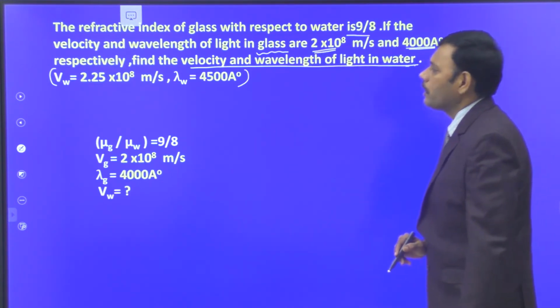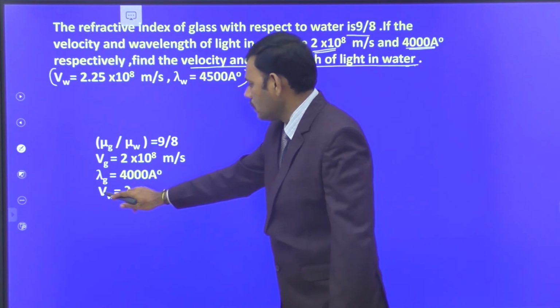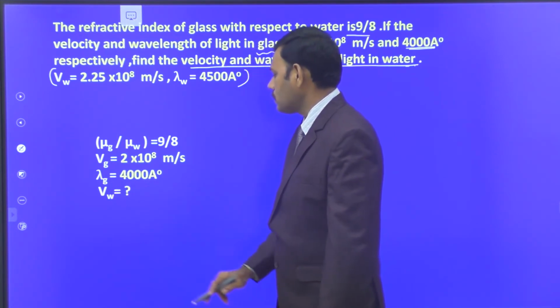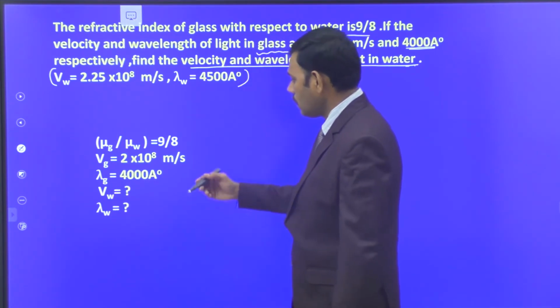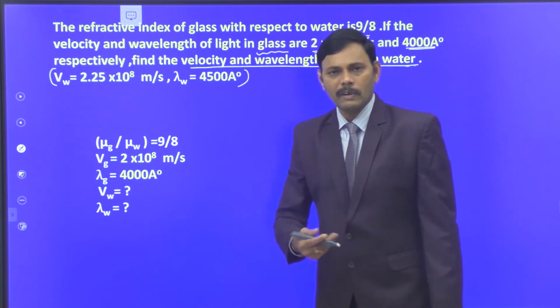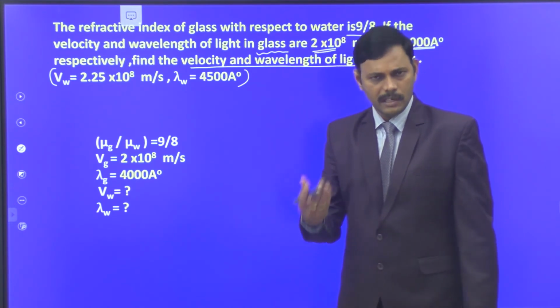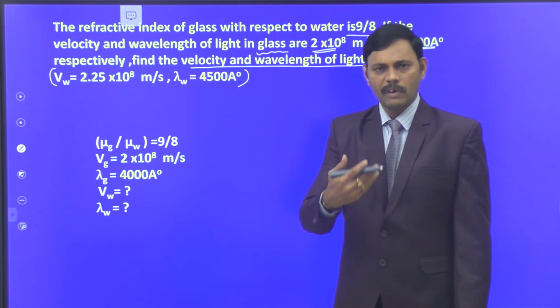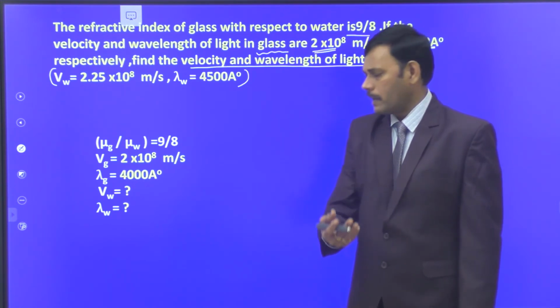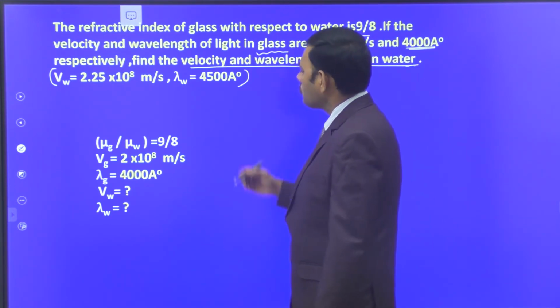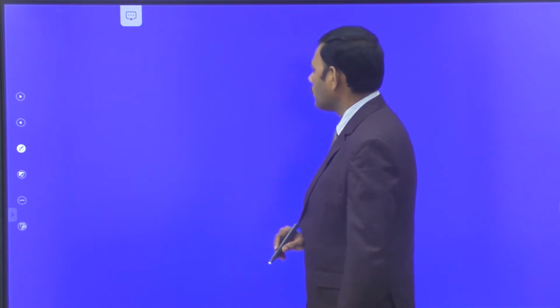And what we have to find out? We have to find out velocity of the same light in water as well as wavelength of light in water. As medium changes, the velocity also changes and wavelength changes. And what are the modified velocity and wavelengths? That should be determined here. For that we use a direct formula, the refractive index formula.